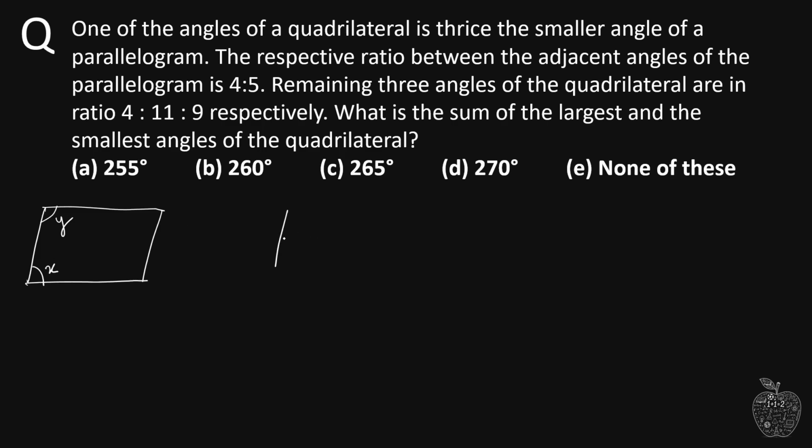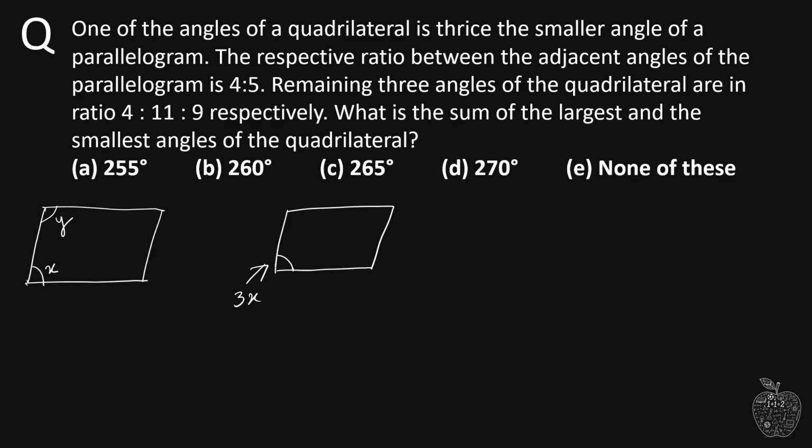Now there is, again, this quadrilateral. We don't know what it is, whether it is a rectangle, square, or anything else. We don't know what this quadrilateral is, but the question is telling me that one of the angles of this quadrilateral is three times the smaller angle of the parallelogram. So this angle is 3 times x. All right, this much is clear.